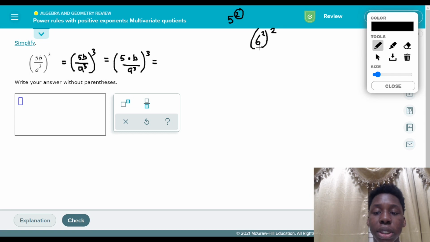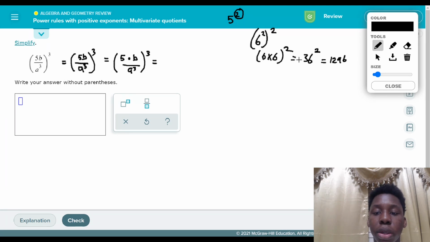This is basically saying 6 times 6, because 6 squared means we multiply 6 twice, and then also a power of 2, which is this one. So this is the same thing as 36 to the power of 2, and when we get 36 to the power of 2, that equals 1296.